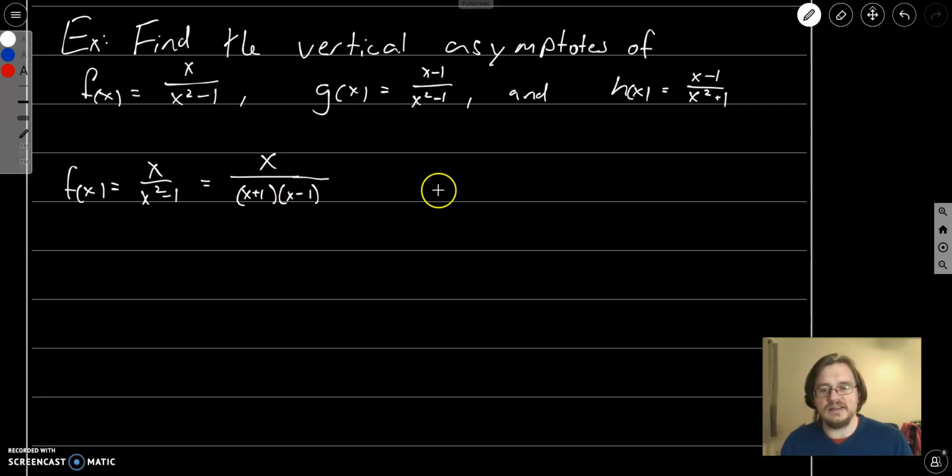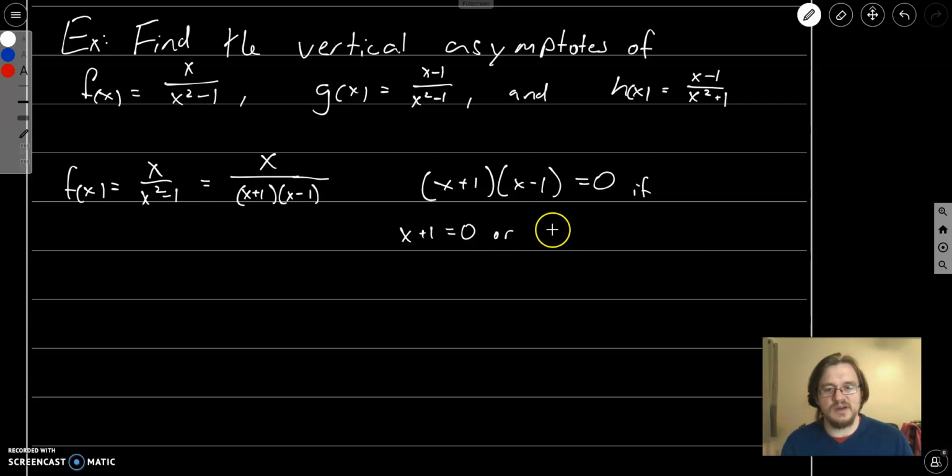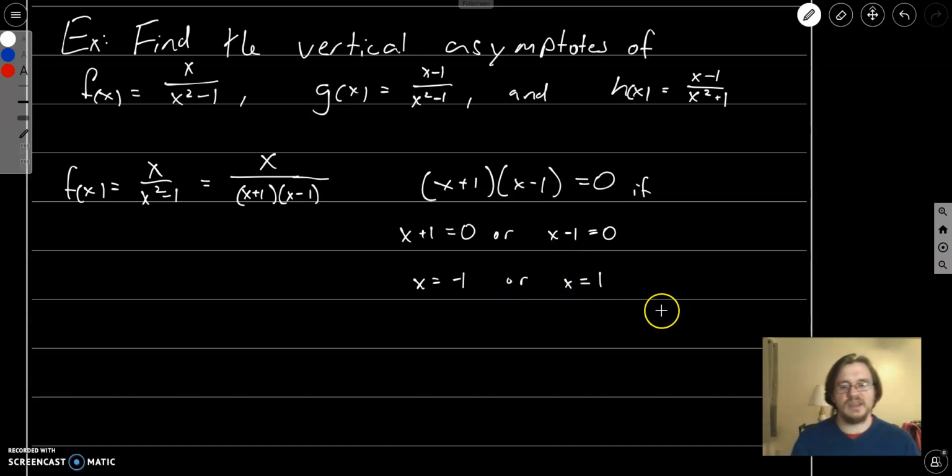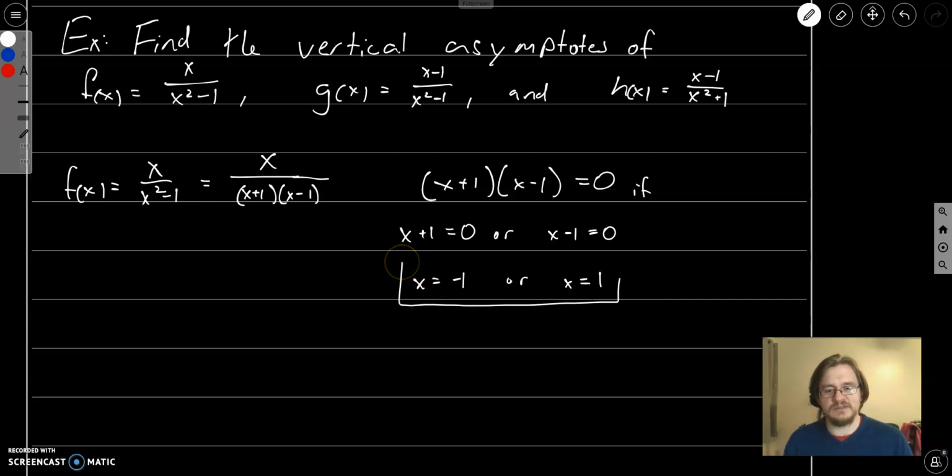And we can see that the bottom of the fraction, x plus 1 times x minus 1, is going to be equal to 0 if x plus 1 is equal to 0, or x minus 1 is equal to 0. So from this one, x is equal to negative 1, or x is equal to plus 1. So these are my vertical asymptotes.